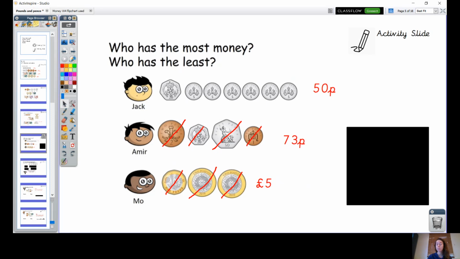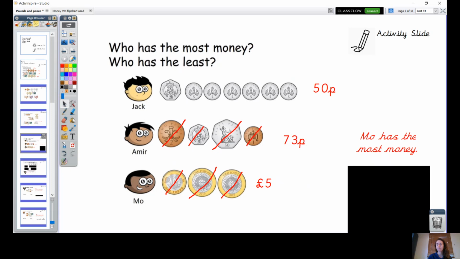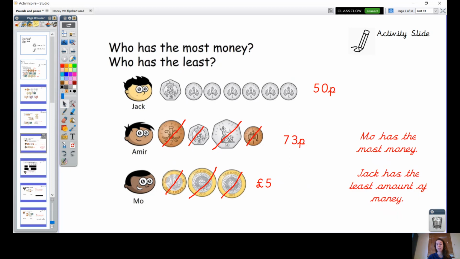So who had the most money? Mo had the most money. Who had the least money? Well, in fact, it was Jack who had the least amount of money. Tick those now if you got that correct in your book.